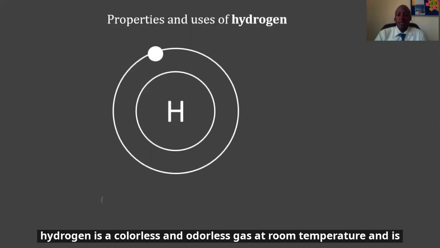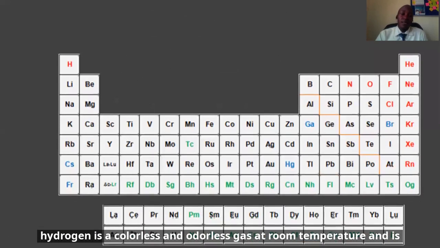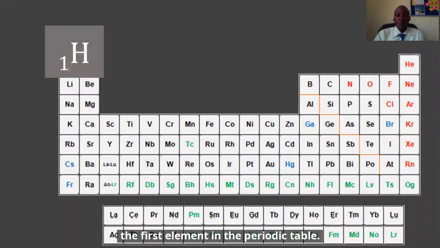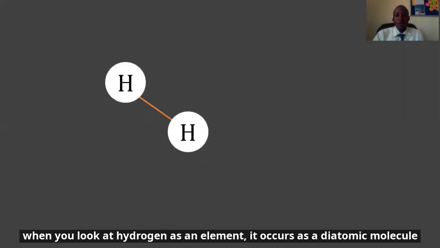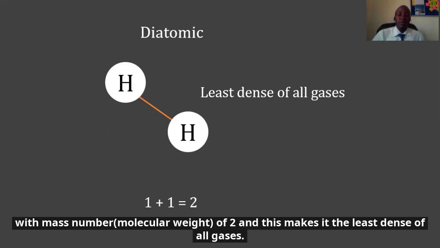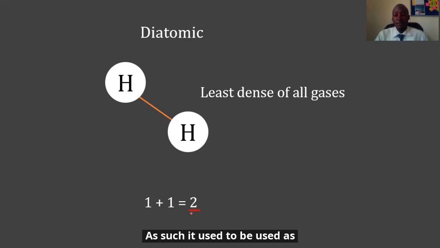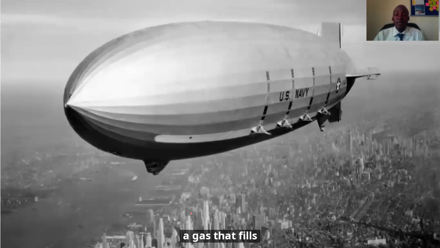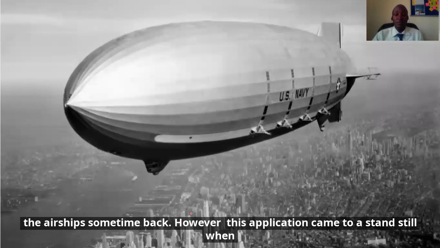Hydrogen is a colorless and odorless gas at room temperature and it's the first element in the periodic table. When you look at hydrogen as an element, it occurs as a diatomic molecule with mass number of 2, and this makes it the least dense of all gases. As such, it used to be used as a gas that fills the airships some time back.